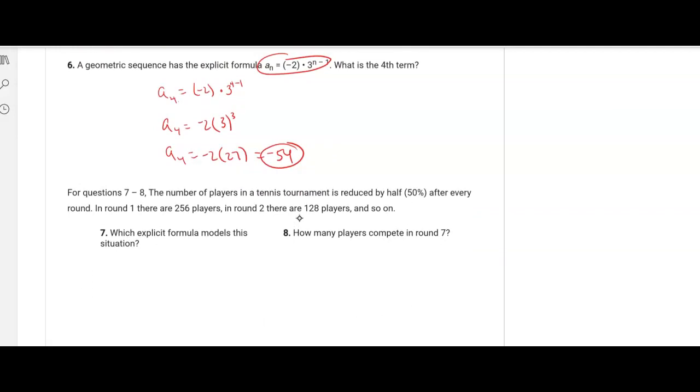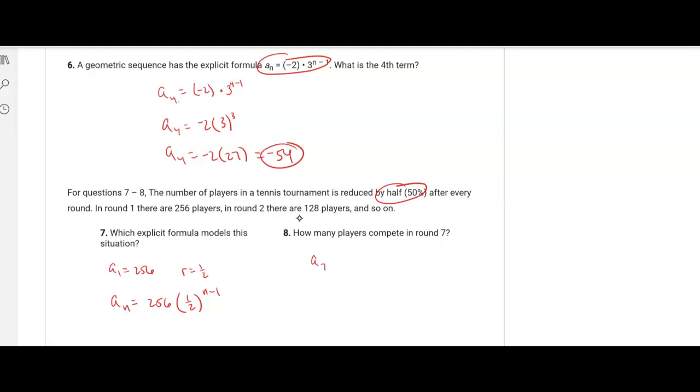Now this is the weird one. The number of players in a tennis tournament is reduced by 50% after every round. In round 1, there are 256 players. Round 2, there are 128, and so on. What is the explicit formula? Well, we know a sub 1 is equal to 256, and if it's cut in half, or 50%, we know our common ratio is 1/2. So our explicit rule would be a sub n equals our initial amount, 256, times my common ratio, 1/2, to the n minus 1 power.